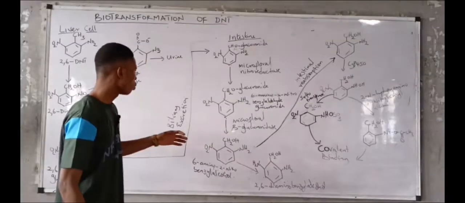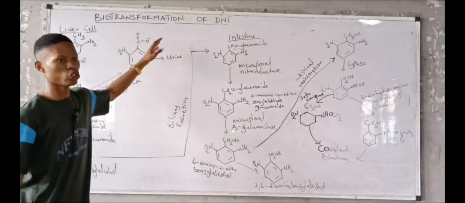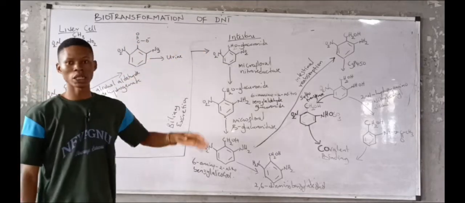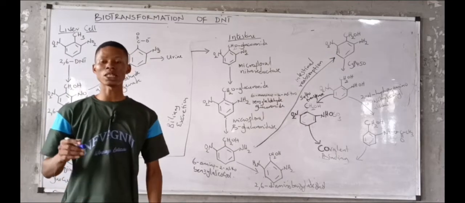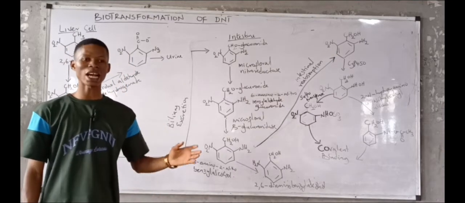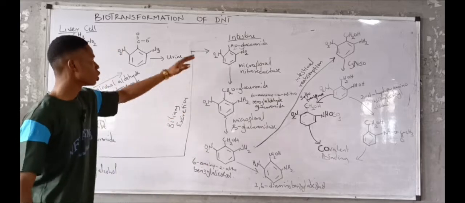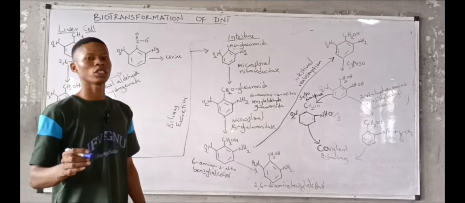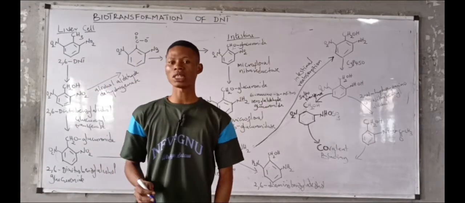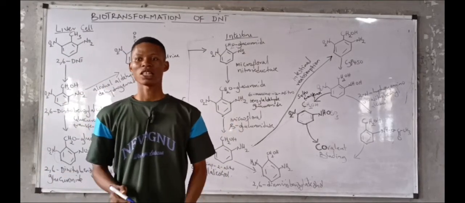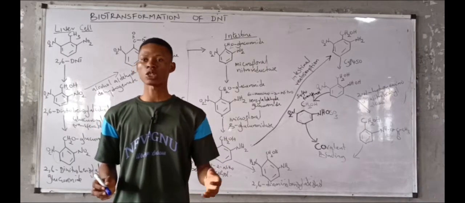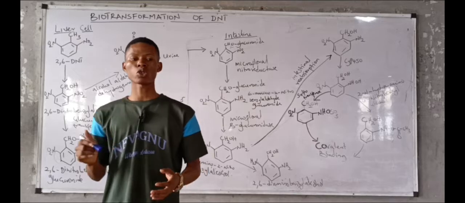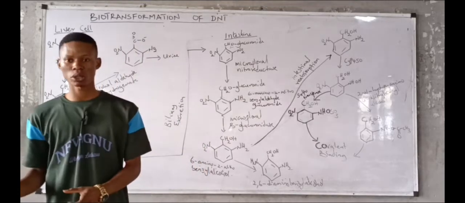Now, we are going to look at the biotransformation of DNT. And DNT, the full meaning is 2,6-dinitro what? Toluene. 2,6-dinitro-toluene. Now, this 2,6-dinitro-toluene is a chemical substance that is hepatocarcinogenic to male rats. Now, we are going to look at how it is biotransformed.